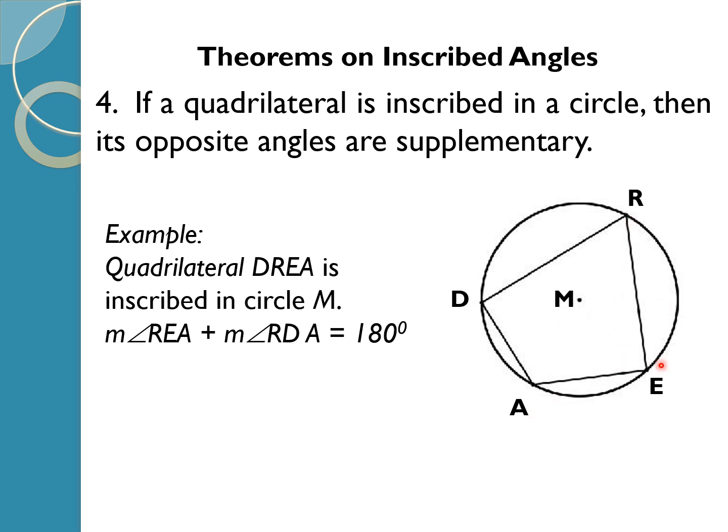Angle REA and angle RDA are opposite angles. And when we say supplementary, the total measure of the angles is 180 degrees. So here we have angle REA plus angle RDA equal to 180 degrees. And then the other opposite angles, we have angle DAE plus the measure of angle DRE equal to 180 degrees.